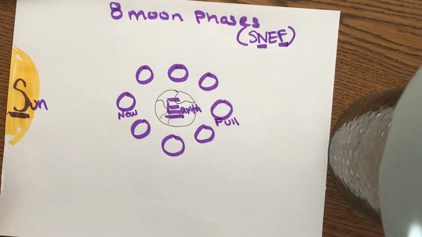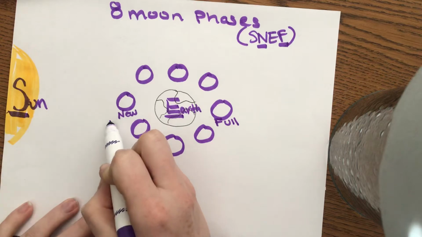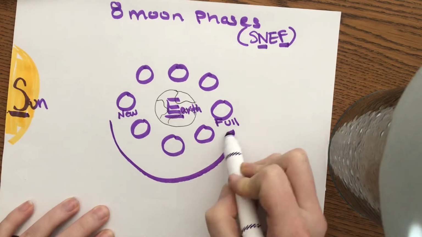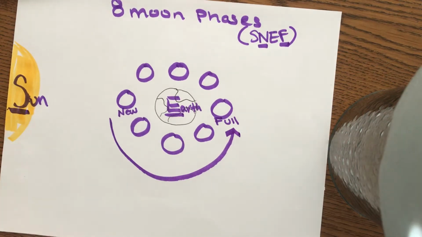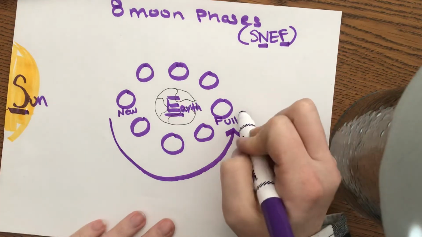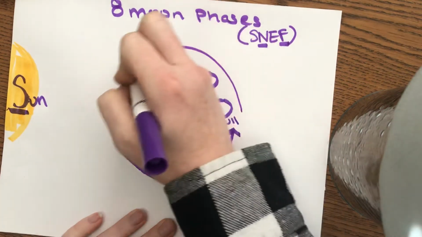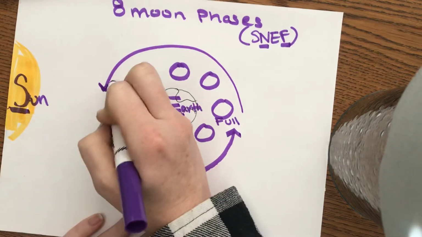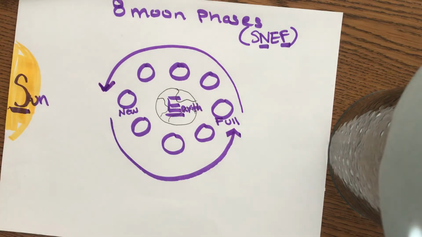So the first thing I want you to always do is after you have your new moon, I want you to start an arrow from the new and make it go all the way to the full. And then I want you to take another arrow from full and all the way back to new. This is how the moon orbits the earth. This is the direction. Remember, in space, everything moves counterclockwise. So we draw our revolution of the moon around the earth in a counterclockwise direction.